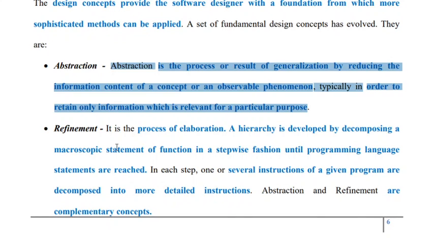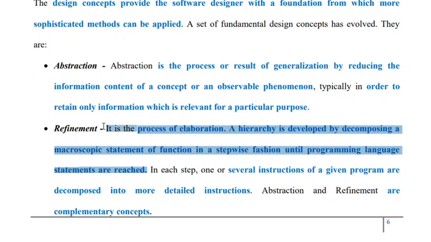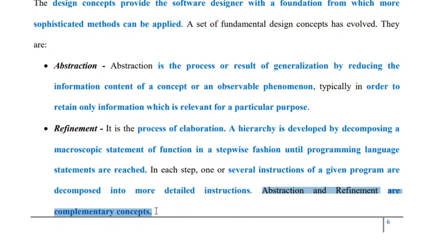Now, refinement. Refinement is the process of elaboration. A hierarchy is developed by decomposing a macroscopic definition of function in a stepwise fashion in terms of its microscopic components. That is what's called refinement. So refinement is a mechanism of decomposing a macroscopic concept in terms of microscopic concepts over a series of decompositions. We decompose a very complex function into sub-functions that are interacting with each other. So at each step, one or several instructions of a given program are decomposed into more detailed instructions. So abstraction and refinement are complementary concepts, you see.